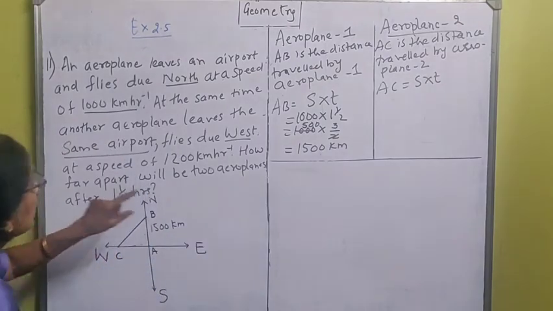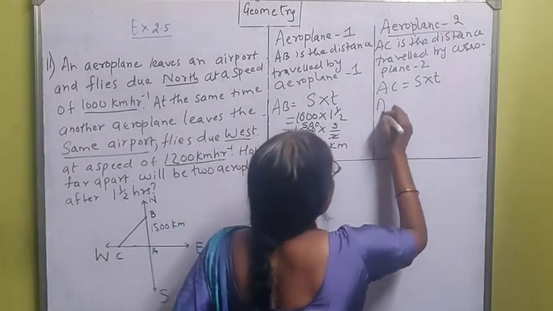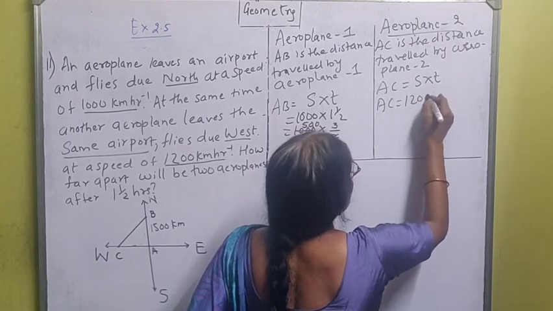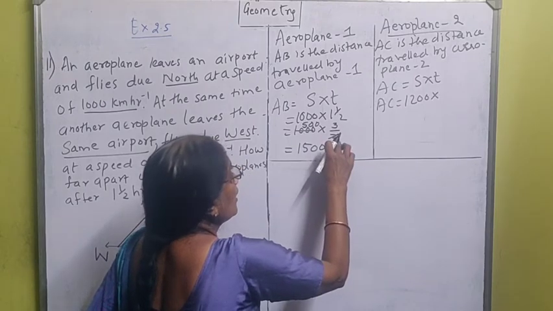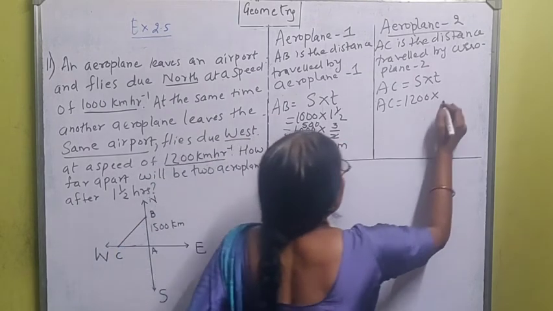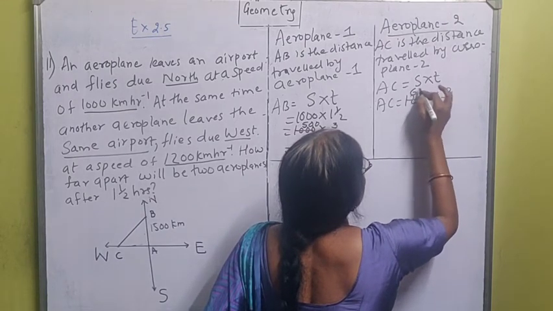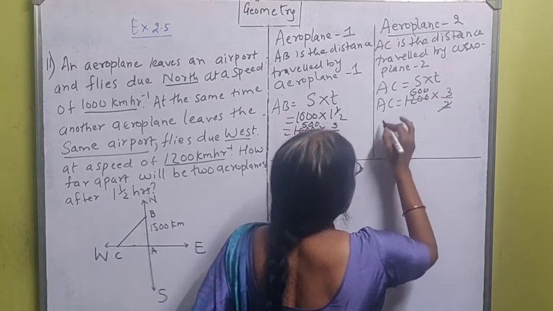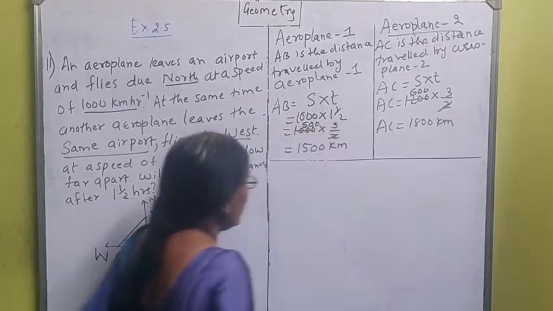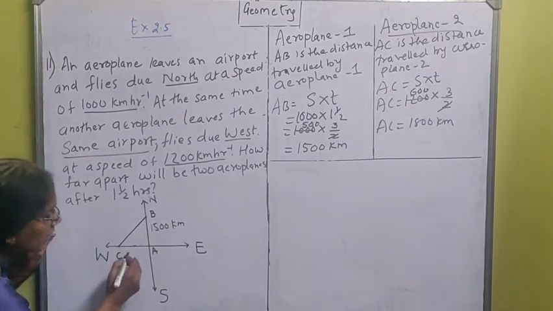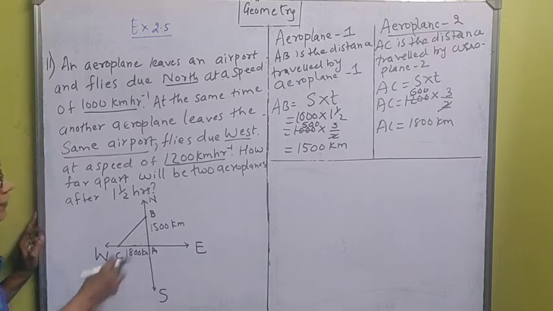So what is the speed given over here? 1200 km per hour. So AC is equal to 1200 into time. Already I have converted the time into an improper fraction, so I write it down as 3 by 2. 2 ones are 2, 2 sixes are 600. 600 into 3 is equal to 1800 kilometer. So I got the distance travelled: 1800 kilometer.